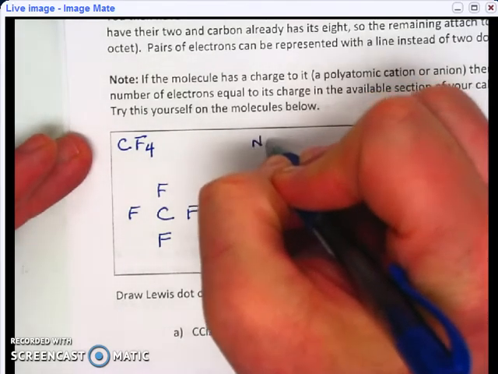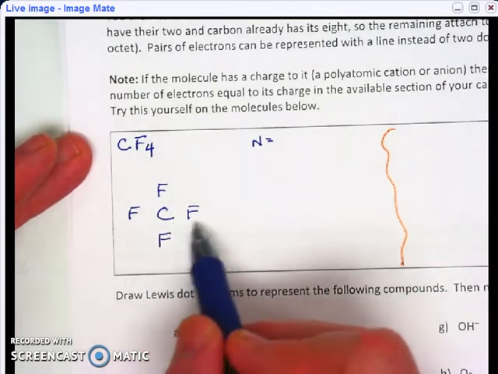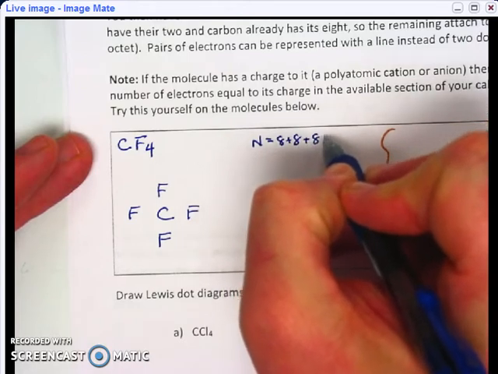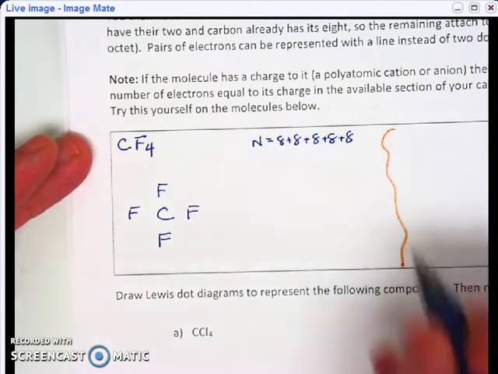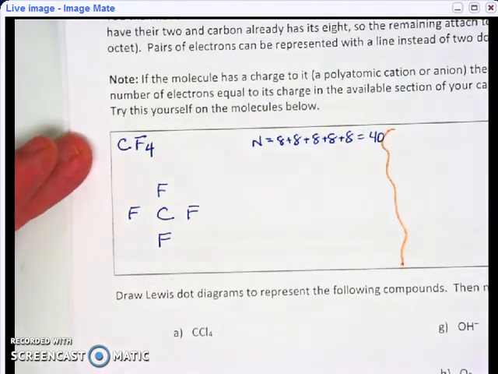Needed. Everybody needs 8. There is no hydrogens here, so everybody needs 8. So I have 8 plus 8 plus 8 plus 8 plus 8, because I have 5 different atoms. We add that up. It's a total of 40.